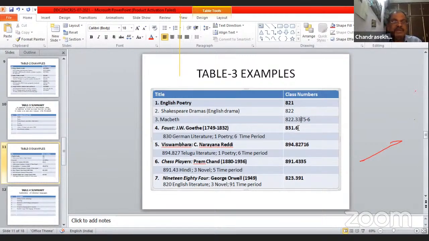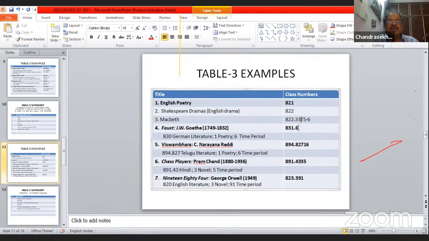894.827 is Telugu literature. 1 is poetry. 6 is period. Narayan Reddy was born, I think, sometime in the 1920s, 26 or so. I don't remember exactly. So that 6 period indicates 1920s, 30s or 40s, like that. Even if we write Telugu literature, Telugu poetry, that is enough.